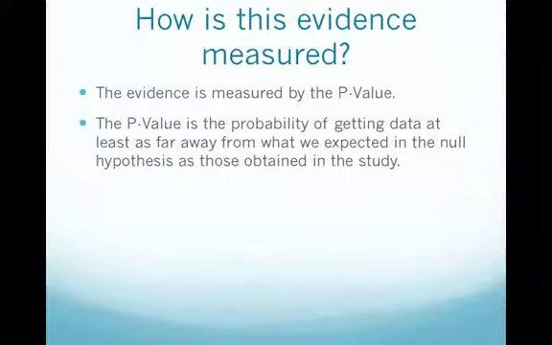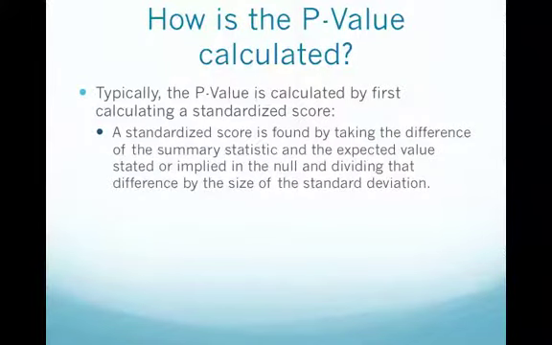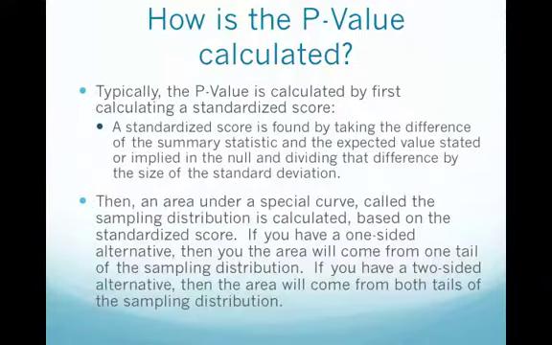The P-value is the probability of getting data at least as far away from what we expected in the null hypothesis as those attained by the study. So it's getting results at least as extreme as the ones we did under the null hypothesis. Typically a P-value is calculated by first calculating a standardized score. A standardized score is found by taking the difference of the summary statistic and the expected value stated or implied in the null and dividing that difference by the size of the standard deviation.